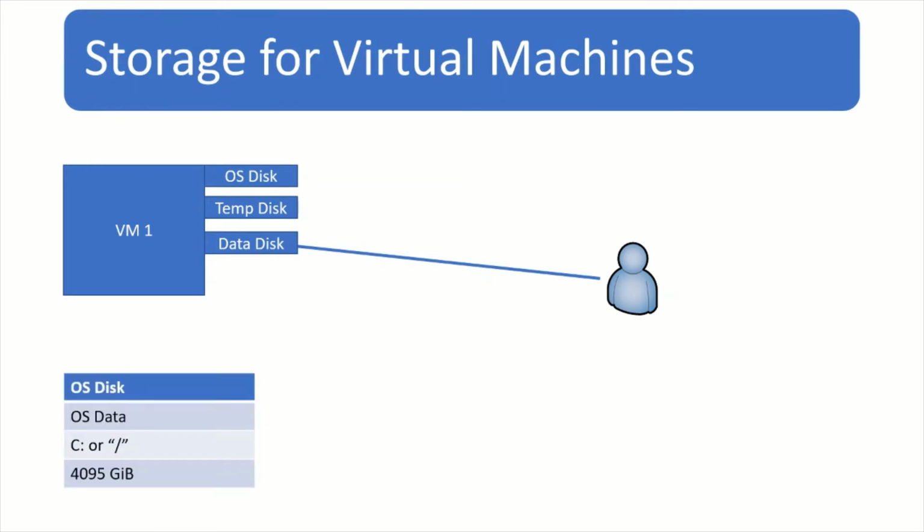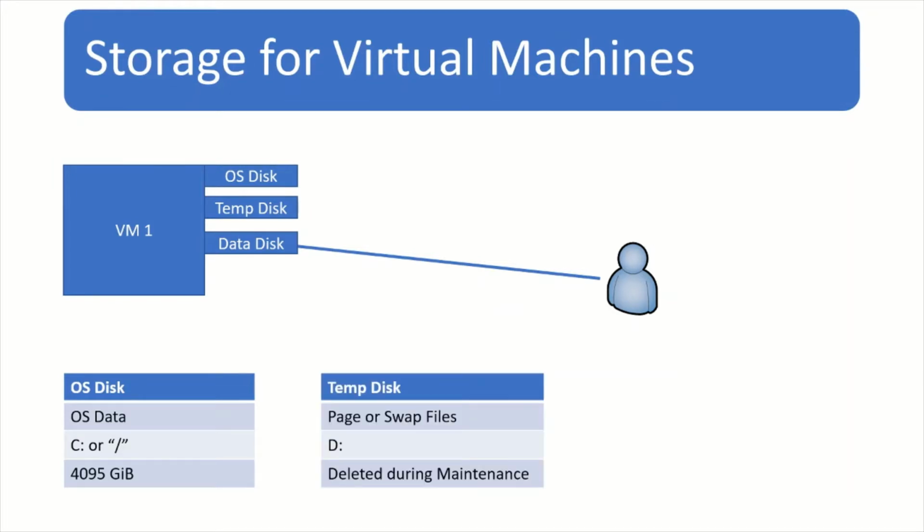Operating system disks: every VM we create will have one disk that will store the operating system data. The drive will be labeled as C in Windows, and in Linux it will be mounted at the root directory. The maximum capacity for the OS drive is 4095 GB. Similarly, every VM includes a temporary disk, and this disk is used for page and swap files. Microsoft recommends never saving user data on this disk, as the data is supposed to be lost during maintenance or if we redeploy the machine.